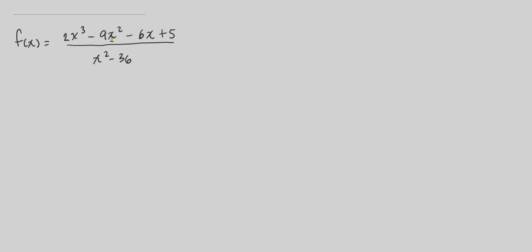It's a hard one. The numerator is not easily factorable. When we have a polynomial that is not easily factorable, like by grouping or some other method, what we use is the rational zero theorem.